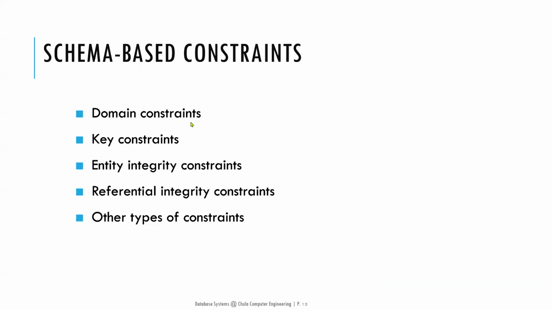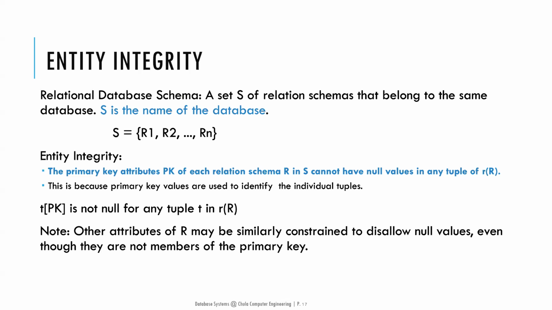Now, we have finished two of the constraints here. We have done domain constraint. We have done key constraints. Next one is the entity integrity constraint. All right. The entity integrity constraint says that within the relational database schema, a set S, which is a schema of relation schemas belonging to the same database, where S is the name of the database, the primary key, which we talked about last time, we call it PK, of each of the relations in the schema cannot have null values in any tuple.